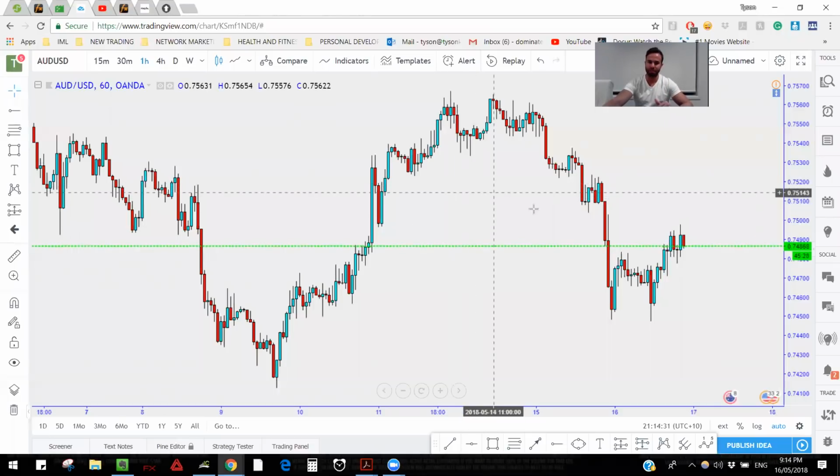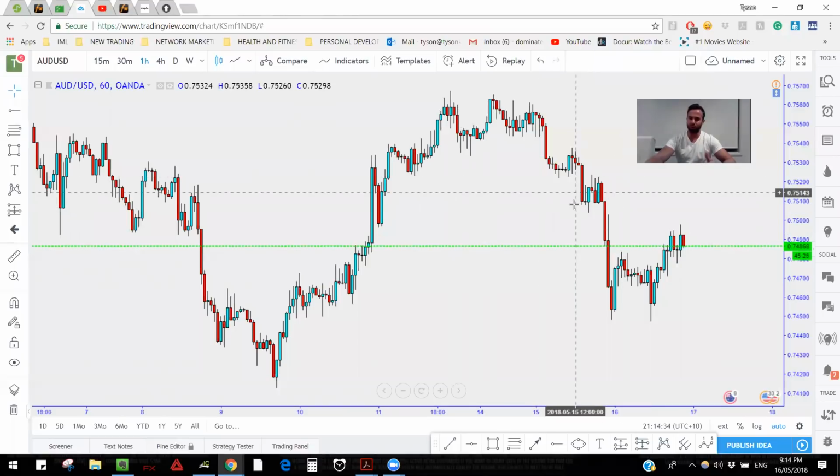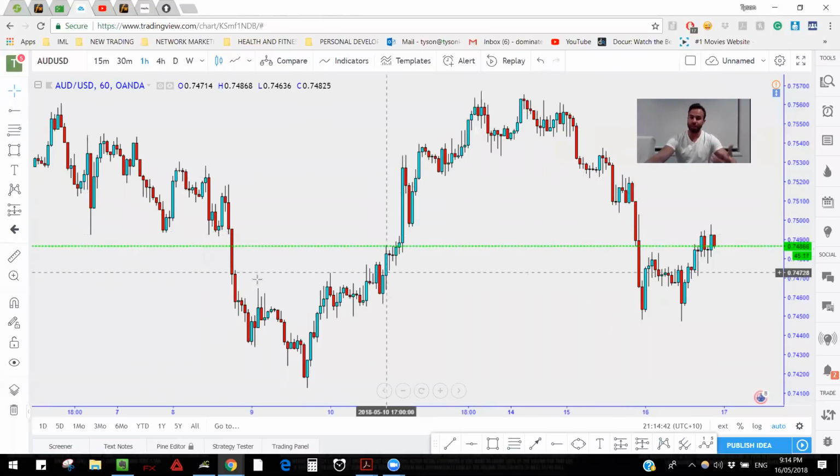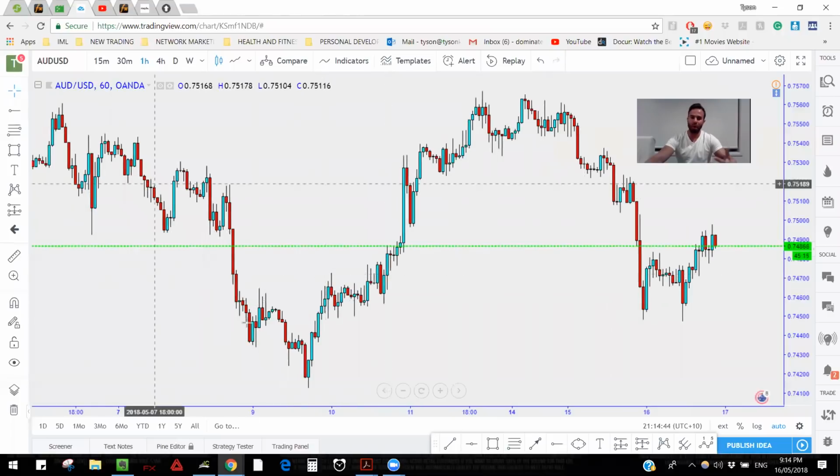So let's get straight into it. I'm going to show you a really good example of what I look for when it comes to price action formations and patterns, and that formation is M's and W's. Now, why do M's and W's happen? Well, I'll give you a quick little background.